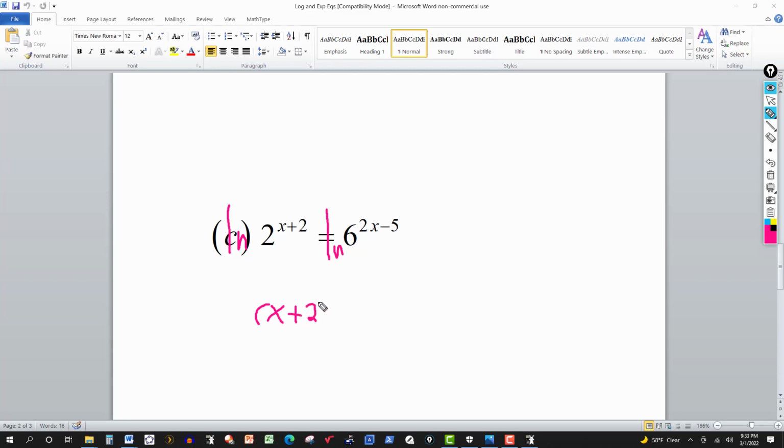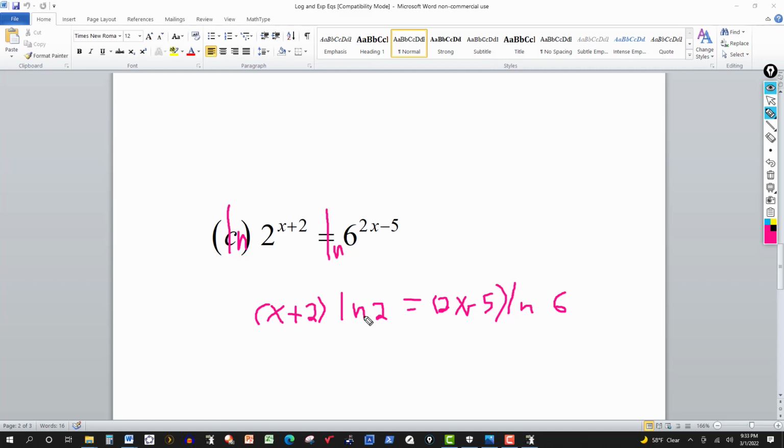Again, property of logs tells me that if you have this type of situation, the exponent becomes a coefficient. Put it in parentheses, or else you're going to miss it. So that comes out in front, and this becomes the natural log of 2. Same thing on the right side. The exponent can become a coefficient. So I get 2x minus 5 times the natural log of 6.